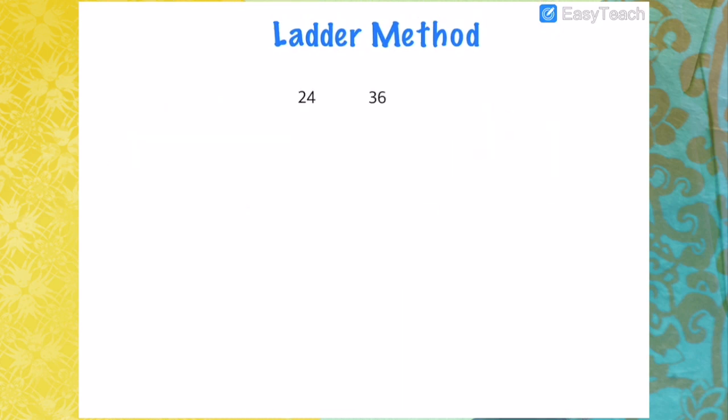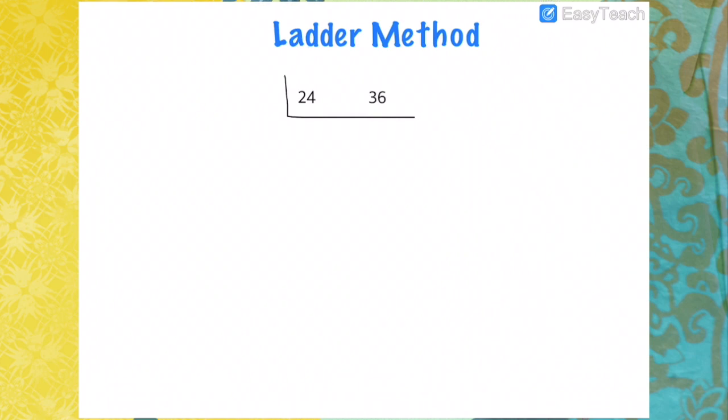Our first example would be 24 and 36. Now it is called ladder method because you would find steps like on a ladder to be drawn with 24 and 36. So you draw the first step and always divide the given numbers by prime numbers only. Prime numbers are numbers that are divisible by itself and 1. The smallest prime number that we have is 2. So 2, 3, 5, 7, and so on are examples of prime numbers.